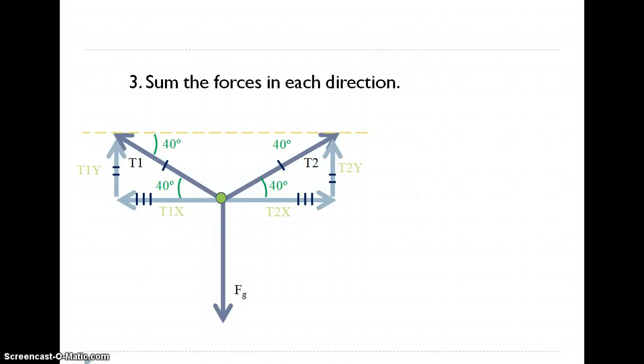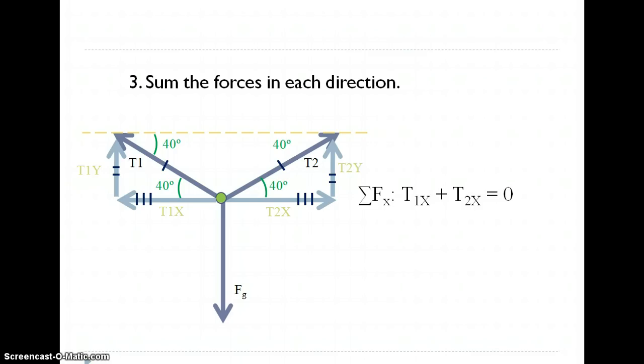So the next step is to sum the forces in each direction. So we're going to get the x components, the sum of the forces in the x direction, and then the sum of the forces in the y direction. In the x direction, I've only got T1x and T2x, and when I sum those together, they have to equal 0. The reason I know they have to equal 0 is because the object is not accelerating.